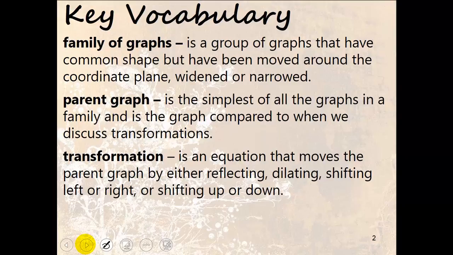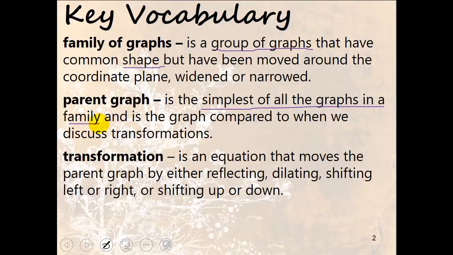A family of graphs. It's a group of graphs that have a common shape, but they've been moved around. They've been moved around the coordinate plane, or maybe they've been widened or narrowed, okay? So something has been transformed on them. A parent graph is the simplest of all of the graphs in a family.